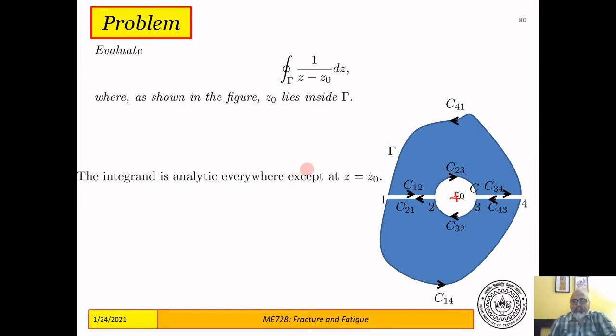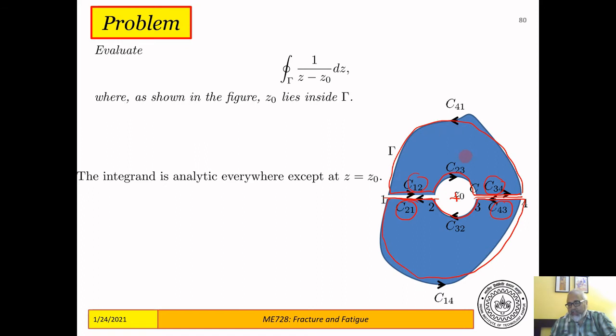Now to apply Cauchy theorem, what I do is I make a cut here and a cut here, and I consider two contours. One is this 1 4 4 3 3 2 2 1, and the other is this 4 1 1 2 2 3 3 4. Now note that C12 and C21 are traversed in opposite directions. 3 4 and 4 3 are traversed in opposite directions.